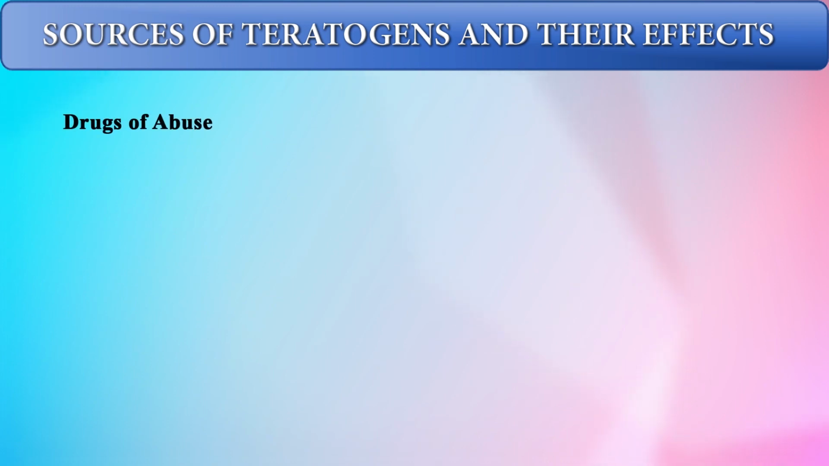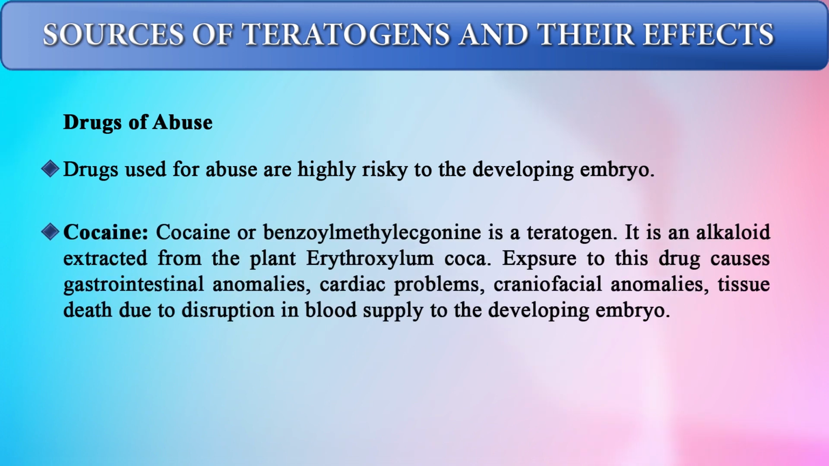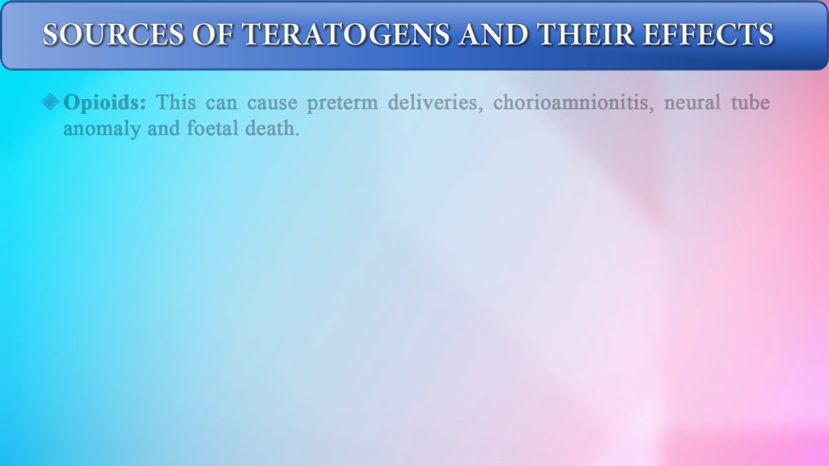Drugs of abuse. Drugs of abuse are highly risky to the developing embryo. Cocaine, for example, or benzoyl methyl ecgonine, is a teratogen and it is an alkaloid extracted from the plant Erythroxylum coca. Exposure to this drug causes gastrointestinal anomalies, cardiac problems, craniofacial anomalies, and tissue death due to disruption in blood supply to the developing embryo. Opioids.